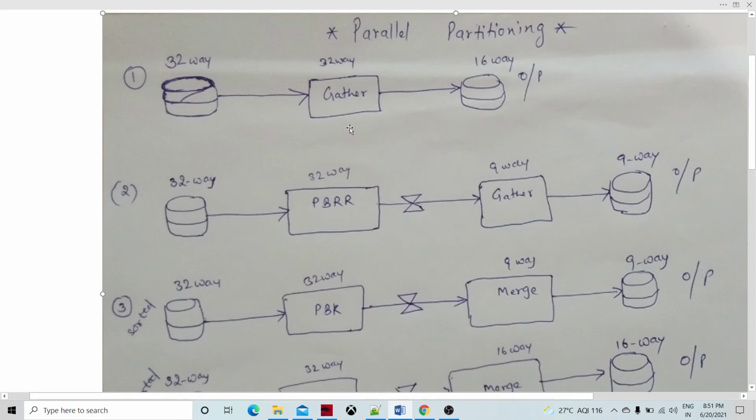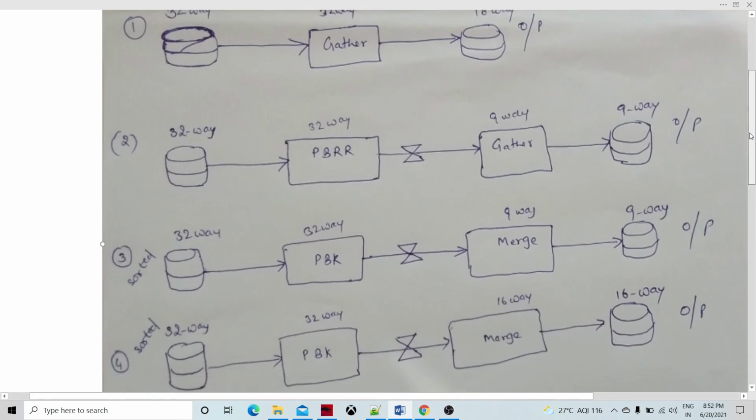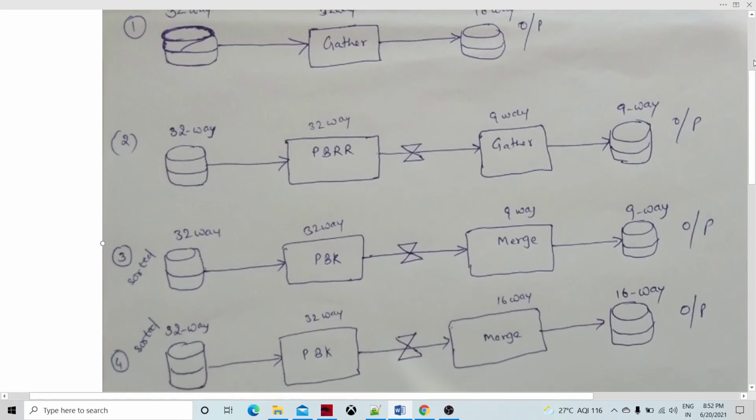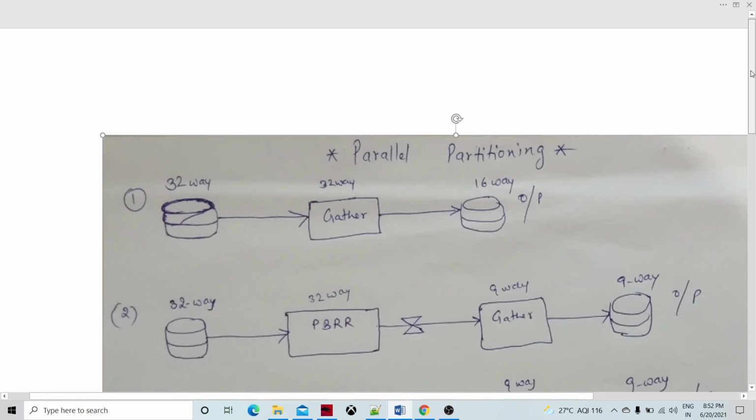So this is a simple answer. Gather would not take care of the ordering and the keys and all. If we have 32-way partitioning and we want 16-way partitioning, just do it. This is the simplest way, using one component. If we want to achieve 8-way, 4-way or 2-way parallelism, we can do it. Or one-way parallelism, like if we want to create serial files, that can also be done using this. So this is example number 1. The only mistake is that this gather should be running on the target degree of parallelism. You need to take care of this.